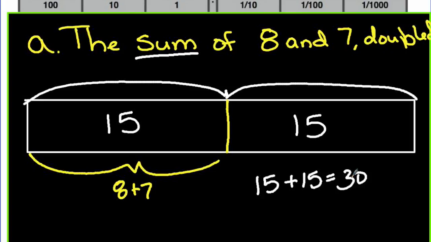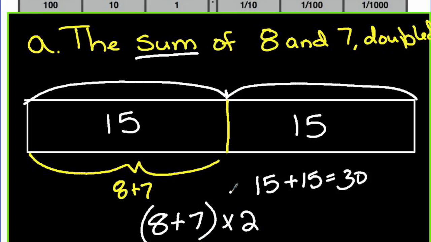What's another way I could have written that? What kind of expression could I have written? You probably could have done just 8 plus 7, and then take that answer times 2. Perfect.